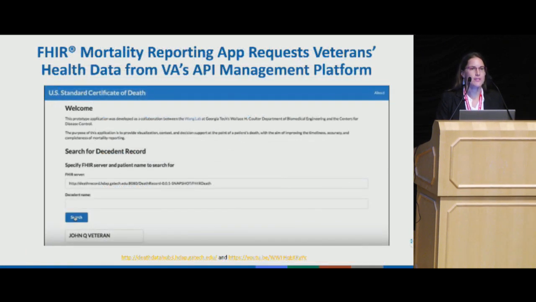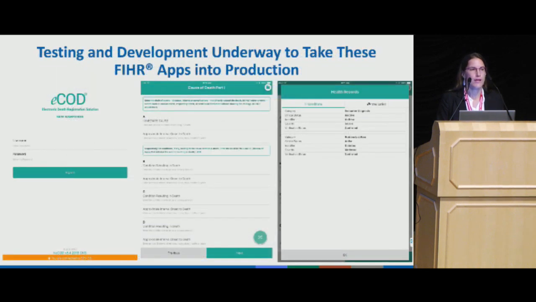And when the VA announced that they were going to open an API management platform, we jumped at the opportunity to work with them. And here's an example where we took that Smart on FHIR tool and adapted it so it can run in any context. It could really run off of any server that supported FHIR. And now I'll hand it over to Steve Wurtz, because Steve represents the state of New Hampshire, and they're one of the first states that said that they're committing to take these types of tools into production. Steve? Yes, thank you, Paula.